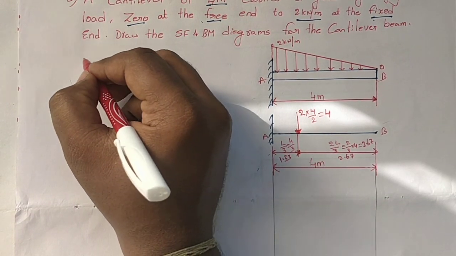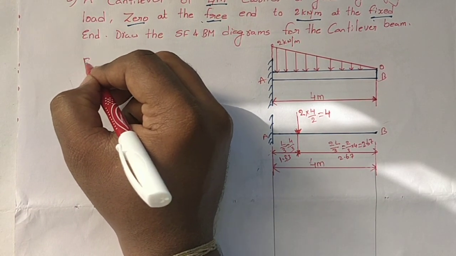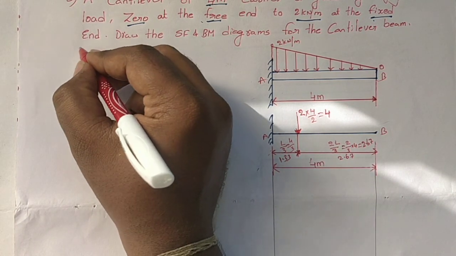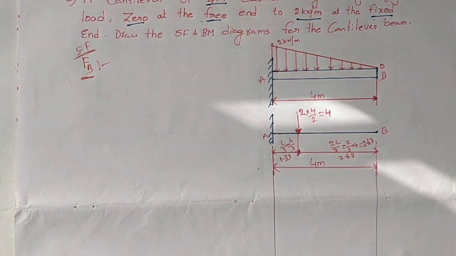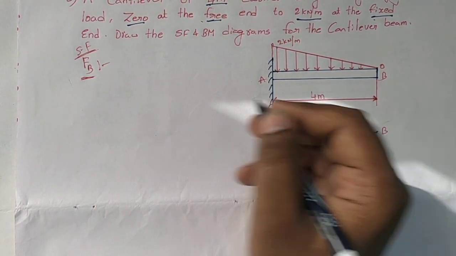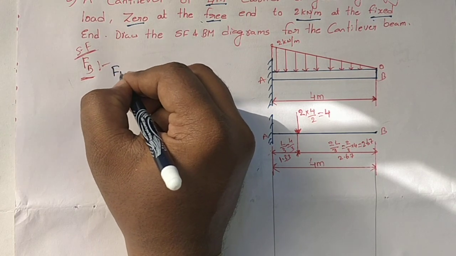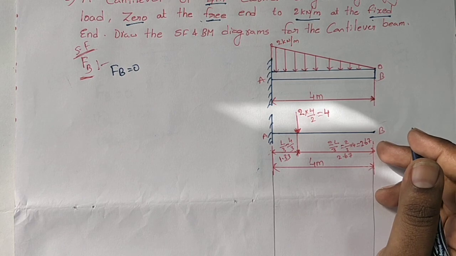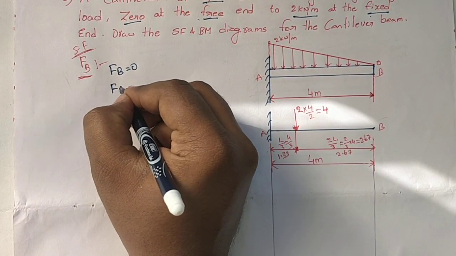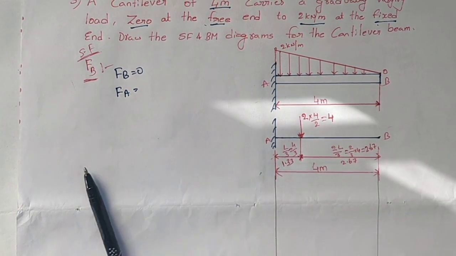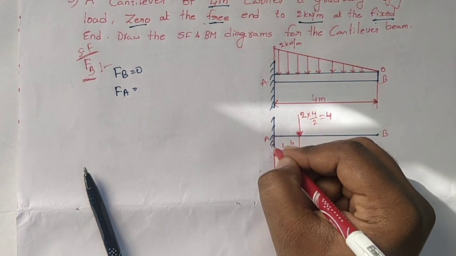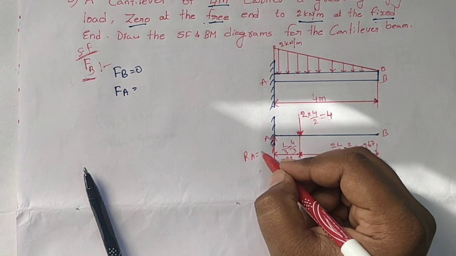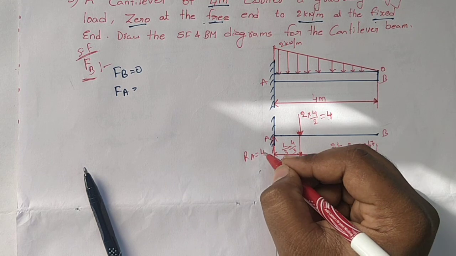First I am going to calculate the shear force at point B. At point B the shear force is 0 because there is no load. Next we need to calculate the shear force at point A. At point A the reaction force is acting, that is RA equals the total load acting on the beam, which is 4, so the reaction force is also 4 kilonewtons.